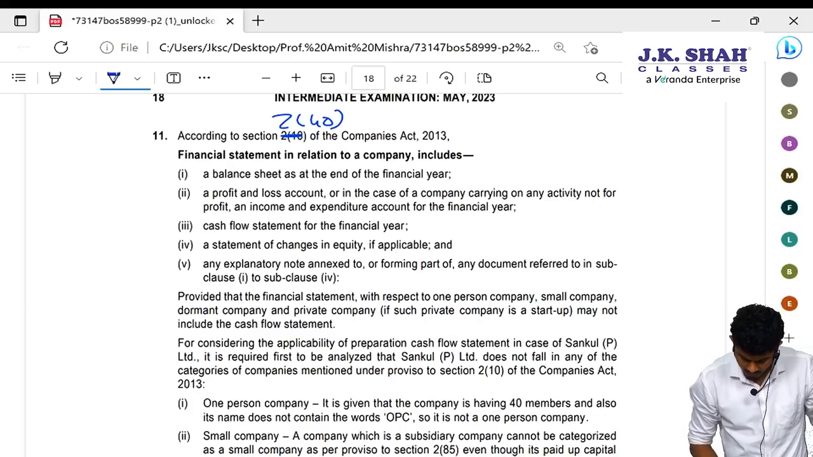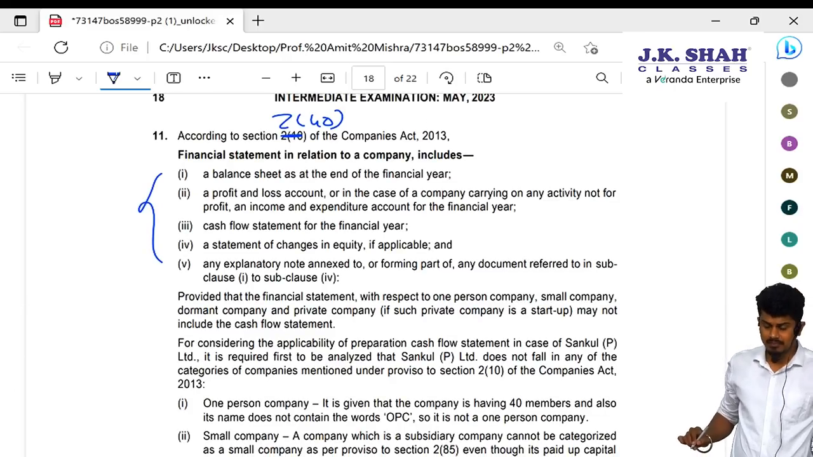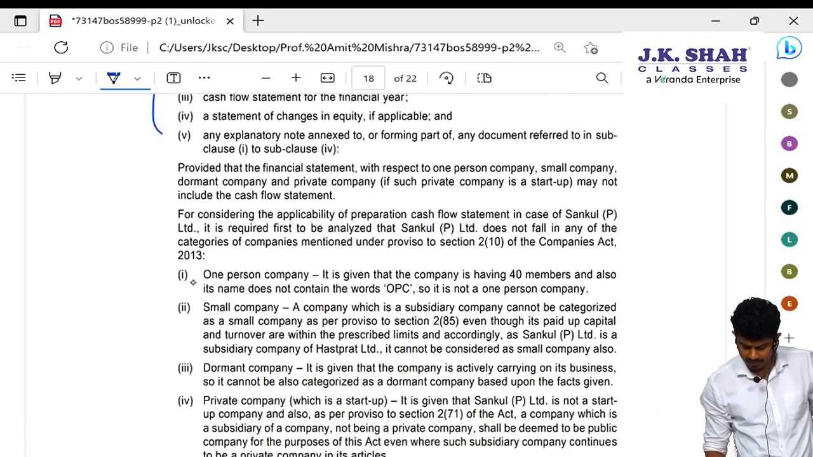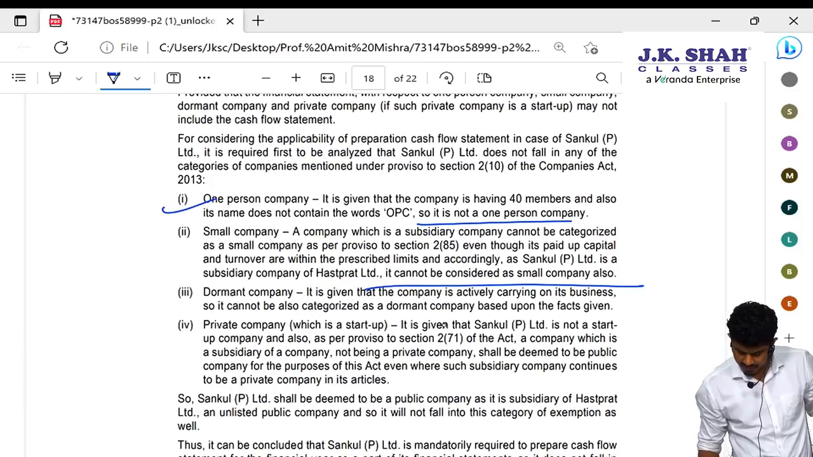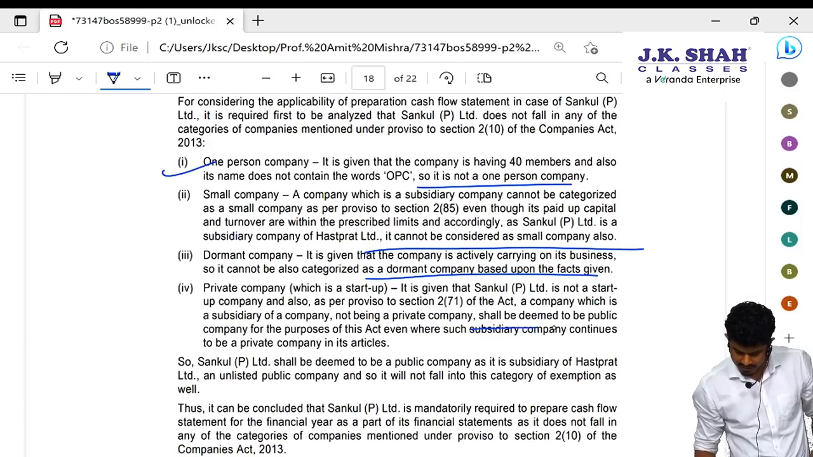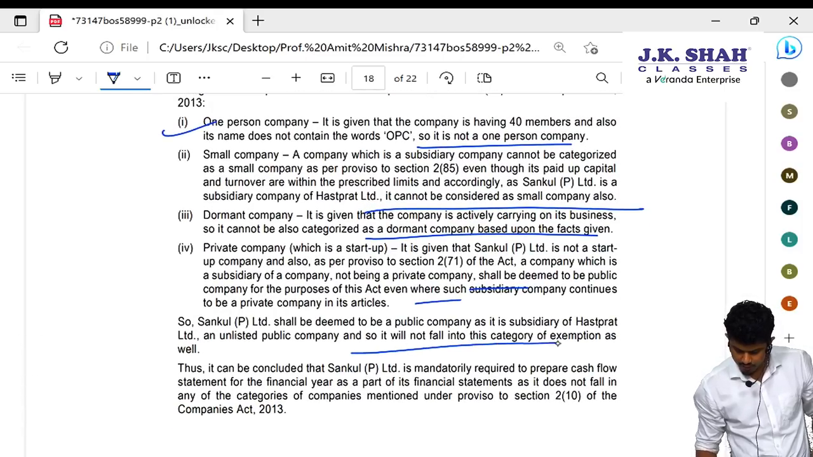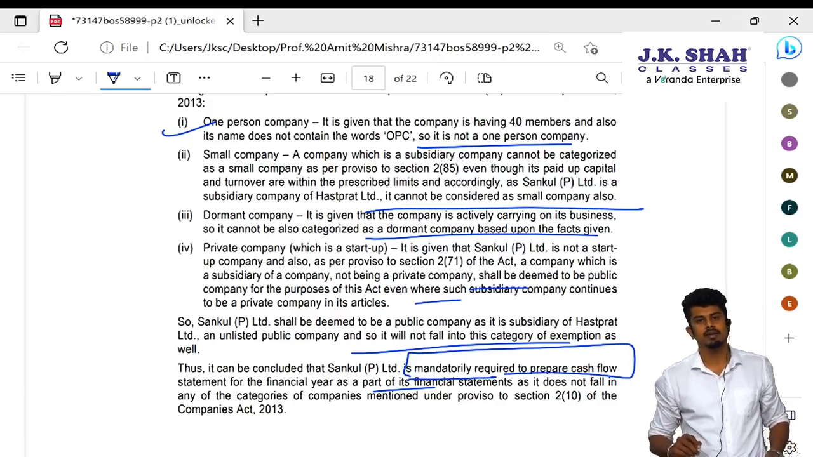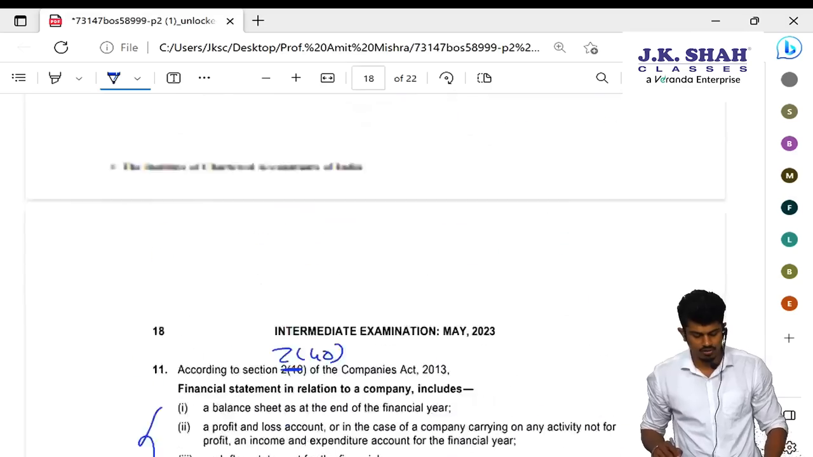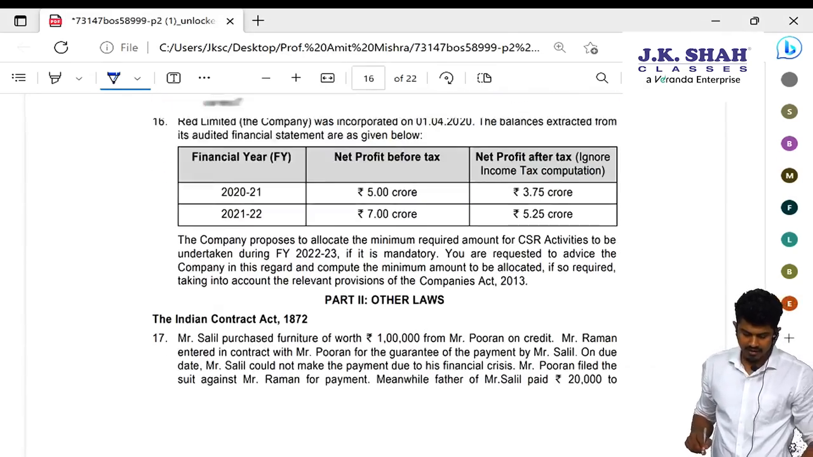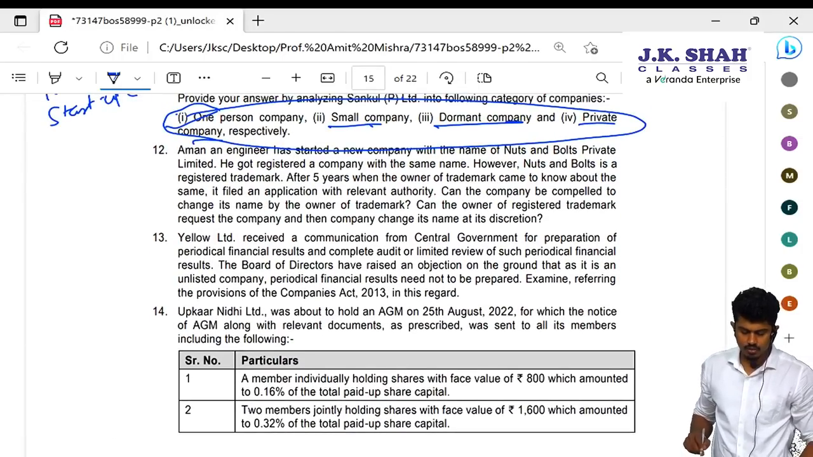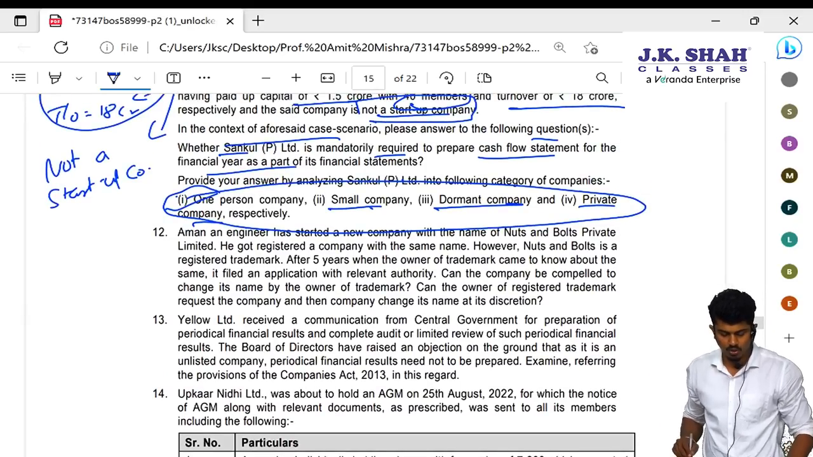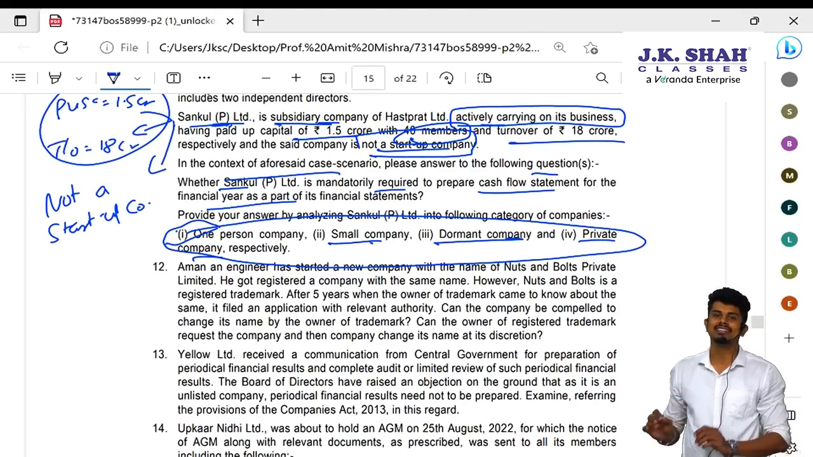Acha. Now, they have defined financial statement first. Then they have said that Sankalp is not a one person company. It is not a small company. It is neither a dormant company. It is not a startup private company. Therefore, they will have to mandatorily prepare cash flow statement. So this was a very good question they have asked again, but we have to analyze the question and answer that yes, it is required to prepare cash flow statement because it is not falling in any of the exempt categories.